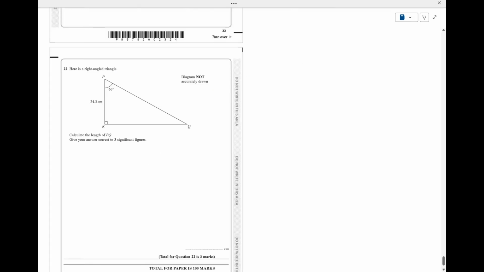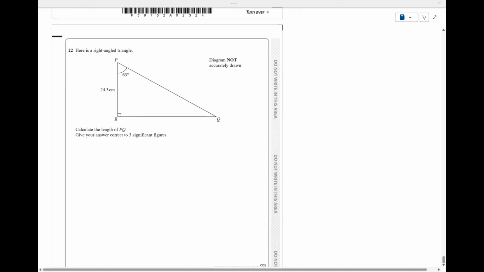Question 22, we're almost there. Here's a right-angled triangle. I'm thinking Pythagoras or trigonometry. SOHCAHTOA, let's have a look. Calculate the length of PQ. Right, I'm going to call it x. Now, I've got to decide. I can't use Pythagoras because I haven't got two sides, so it's going to be SOHCAHTOA.